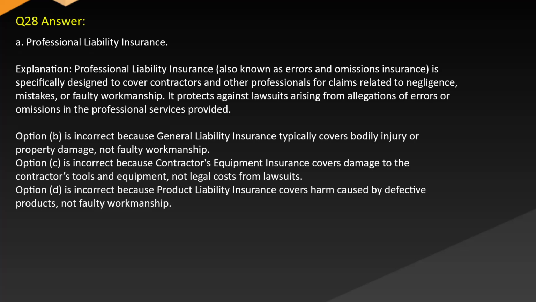Answer A. Professional liability insurance. Explanation: professional liability insurance, also known as errors and omissions insurance, is specifically designed to cover contractors and other professionals for claims related to negligence, mistakes, or faulty workmanship. It protects against lawsuits arising from allegations of errors or omissions in the professional services provided.